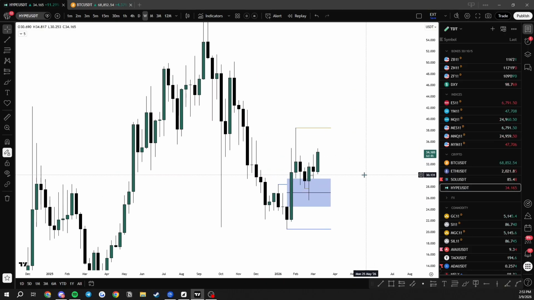So just taking a look at HYPE, just because it's probably one of the more interesting altcoins. Yeah, we'll touch on EUR/USD as well. We'll make that probably our last one.